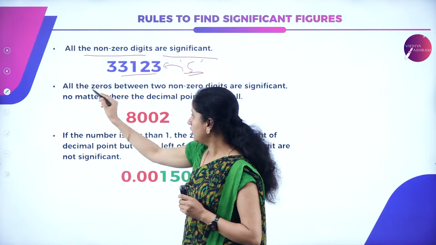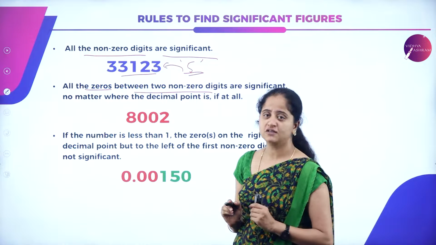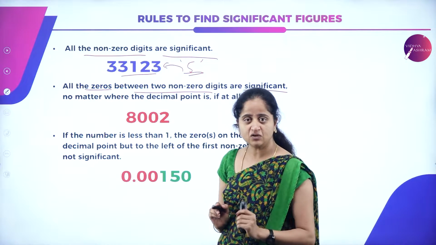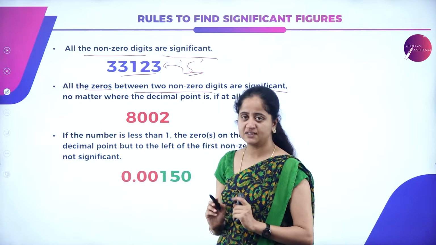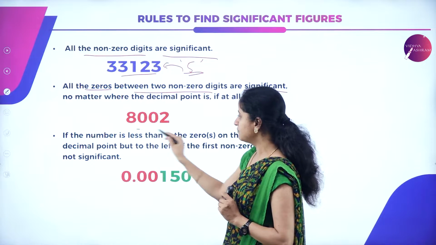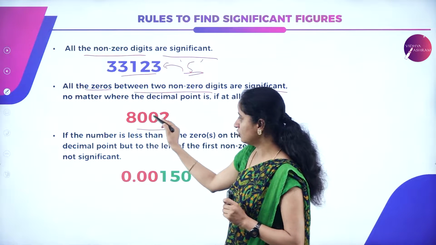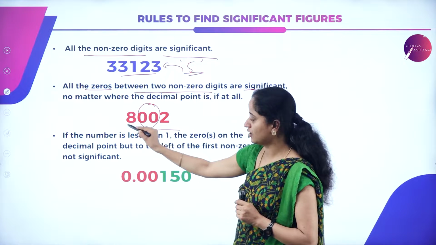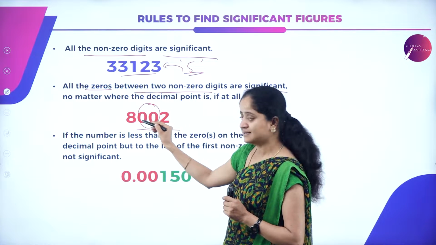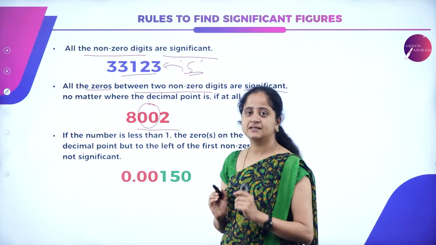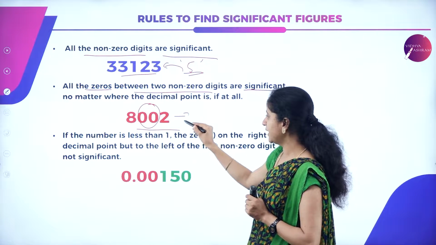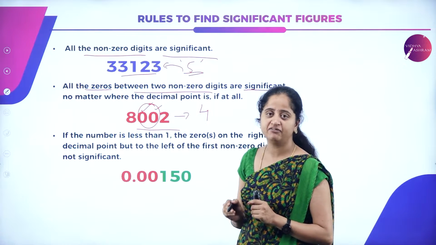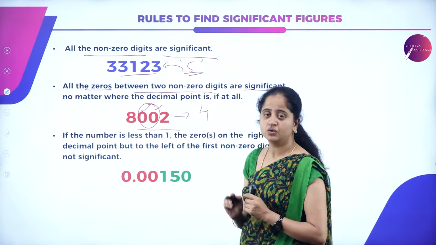And the next one, all the zeros between two non-zero digits are significant. So it says that the zeros which are present between two non-zero digits are significant. Observe the example. I have 8, 0, 0, 2. Here the zeros are present between two non-zero numbers. In this case, the zeros are also considered as significant figures. So in this example, I have a total of 4 significant figures because these two zeros are also considered significant since they are present between two non-zero numbers.